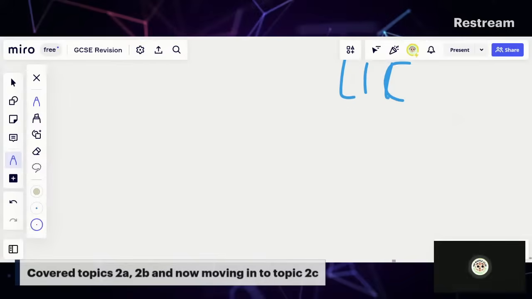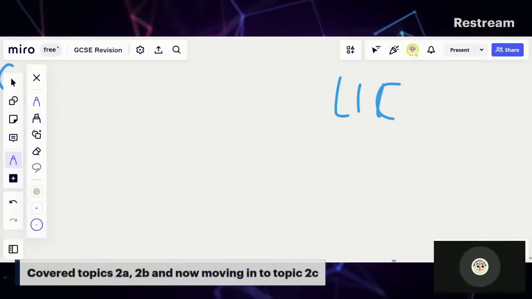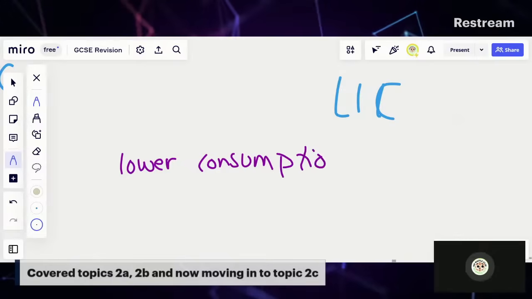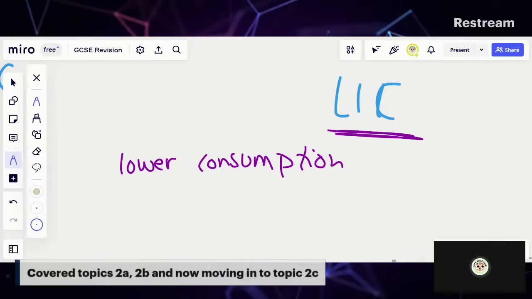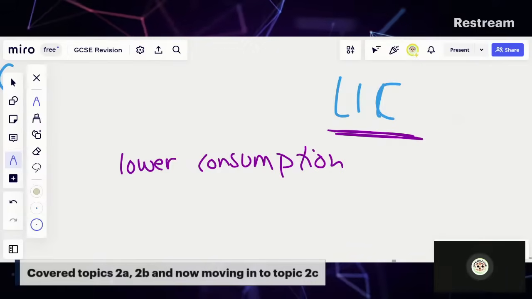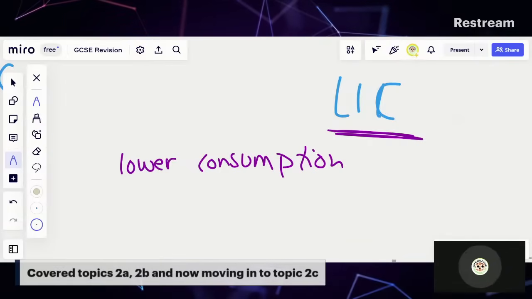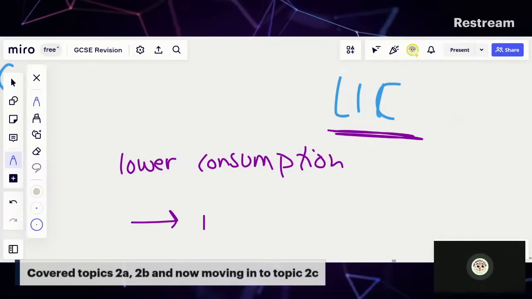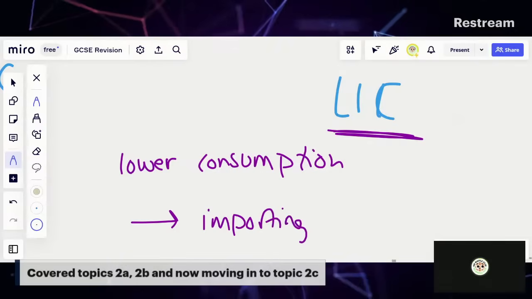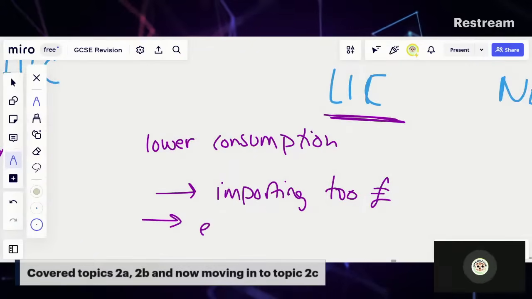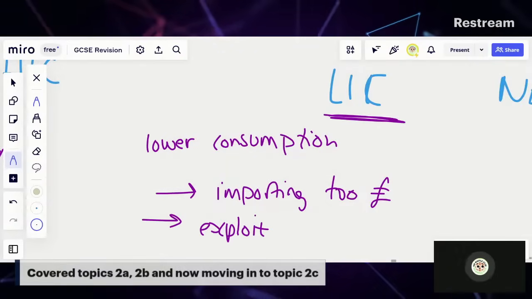Now, in low income countries, it's practically the opposite. So, in low income countries, the consumption is much lower. Not necessarily all low income countries have low consumption, but generally speaking, consumption is lower, mainly because they cannot afford to exploit their available resources or import. So, importing is too expensive, and they cannot afford to exploit the energy resources because it's too expensive to get the materials.